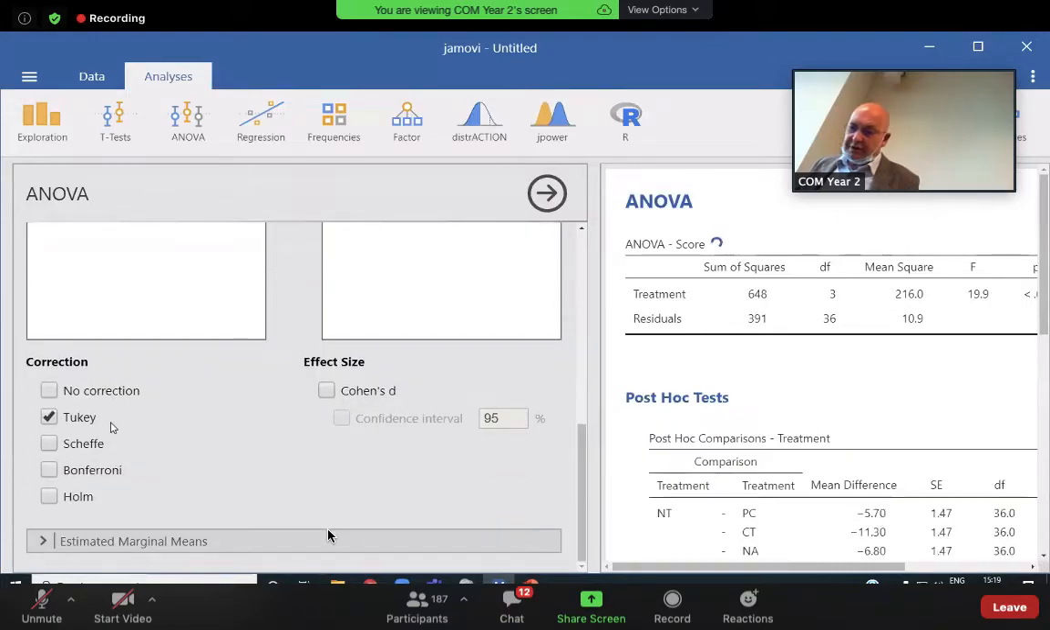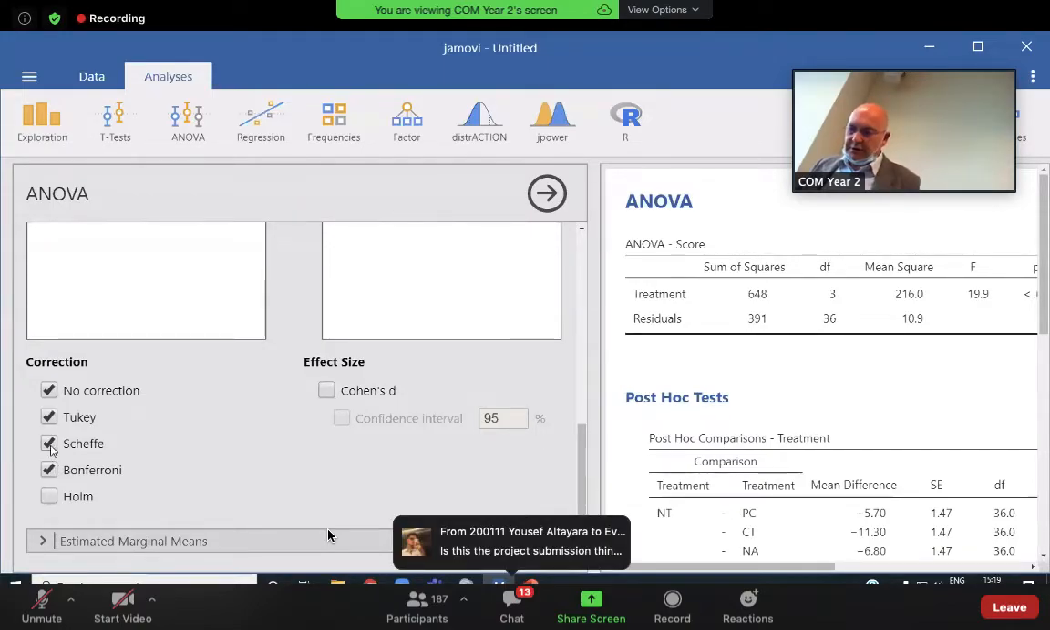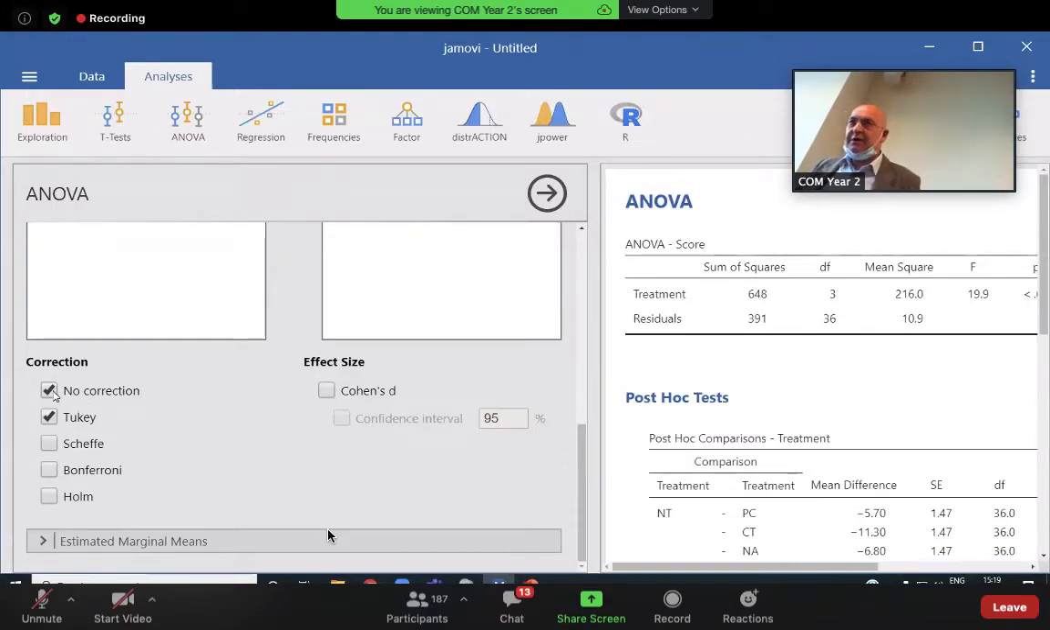And Tukey is the default, but you can select the no correction, which is Fisher's LSD, or the Bonferroni that I told you about, or the Scheffé. The Scheffé is the least sensitive test. So you probably want to use a sensitive test. Bonferroni is not very sensitive. The no correction Fisher's test is the most sensitive, but that's only for a priori comparisons. If we're doing post hoc tests, then Tukey is the best test.